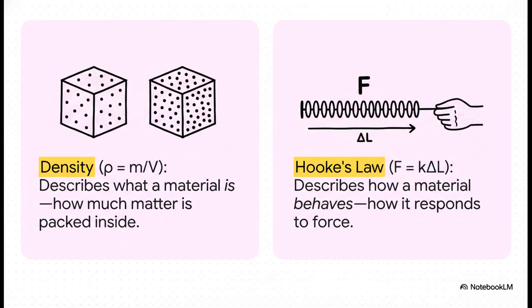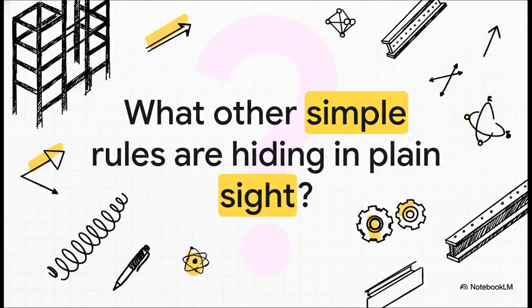Density tells us about the fundamental makeup of a material. How much stuff is actually in there. Hooke's law, on the other hand, tells us about its character, how it's going to react when you push it or pull it. One describes being, and the other describes behaving. An engineer uses these two rules to choose a dense, rigid steel for a skyscraper and a completely different, bouncy kind of steel for the spring in your pen. They're two of the most fundamental building blocks of our world, and it really makes you wonder, what other simple, elegant rules like these are out there, just hiding in plain sight, waiting for us to notice them?